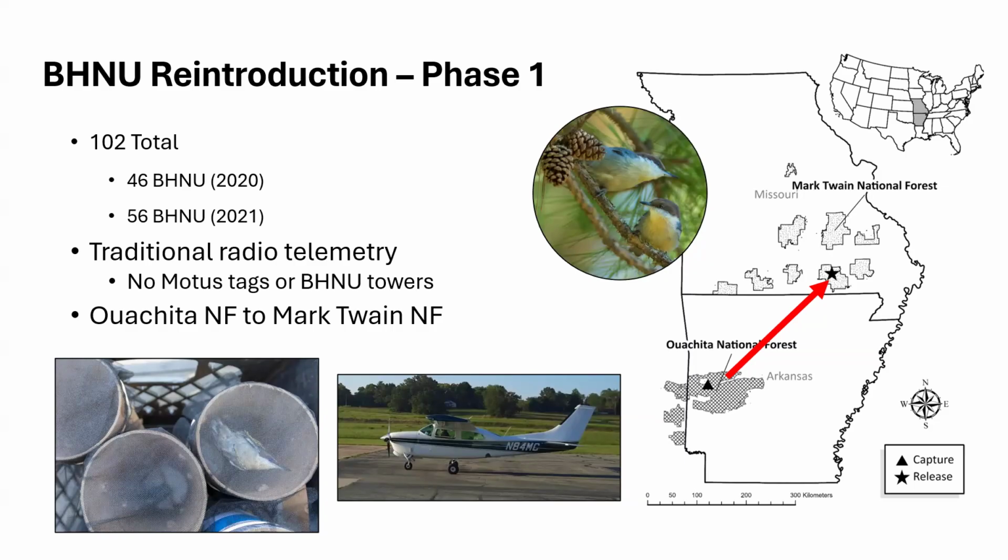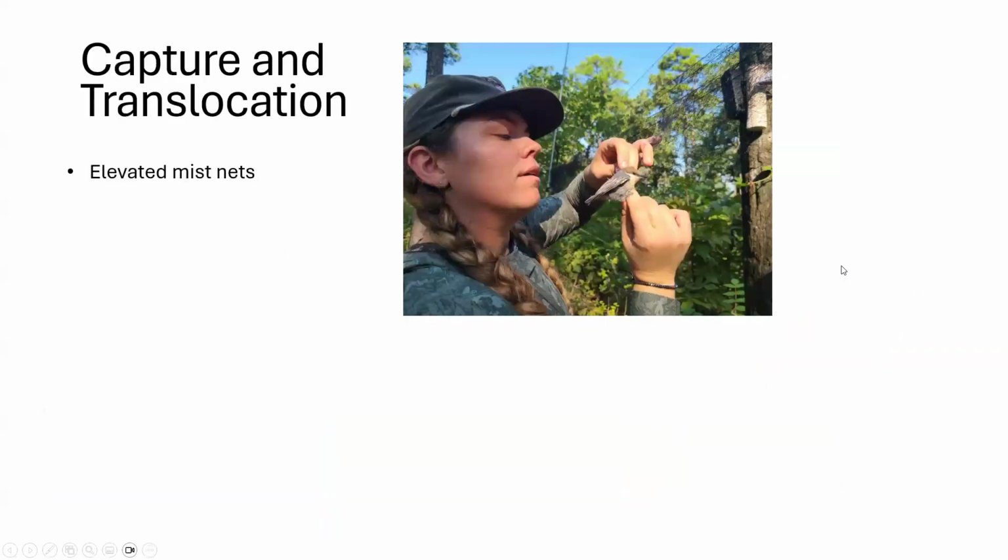So phase 1 of the reintroduction happened in 2020 and 2021. We translocated 102 birds total, and we used radio telemetry, traditional radio telemetry, during these first 2 years. So hand tracking, each tag was on a different channel or frequency, no Motus tags or towers. And we took birds from Ouachita National Forest in Arkansas to Mark Twain National Forest in Missouri.